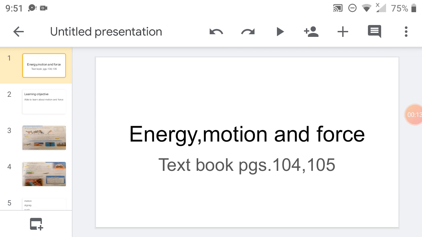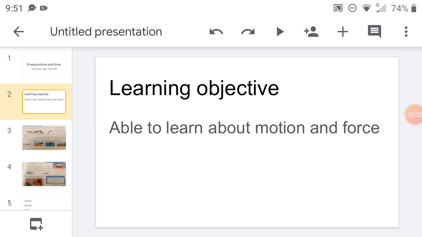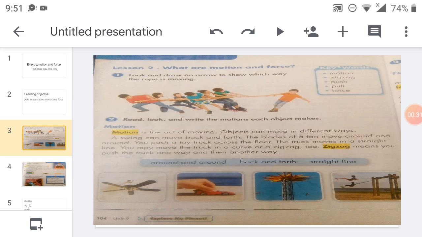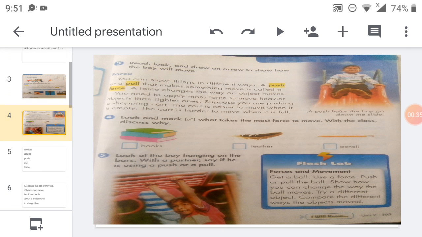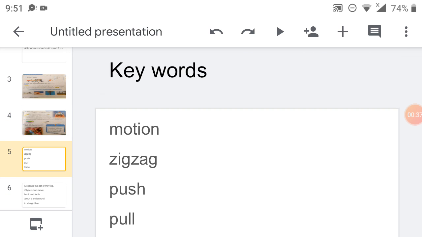And today, in your science lesson, we are going to discuss textbook pages 104 and 105 of unit number 9, Energy, Motion, and Force. Okay? What you are going to learn today is motion and force. This one is page 104 of your textbook and this is page number 105. First of all, we are going to discuss some keywords that are given on page 104.